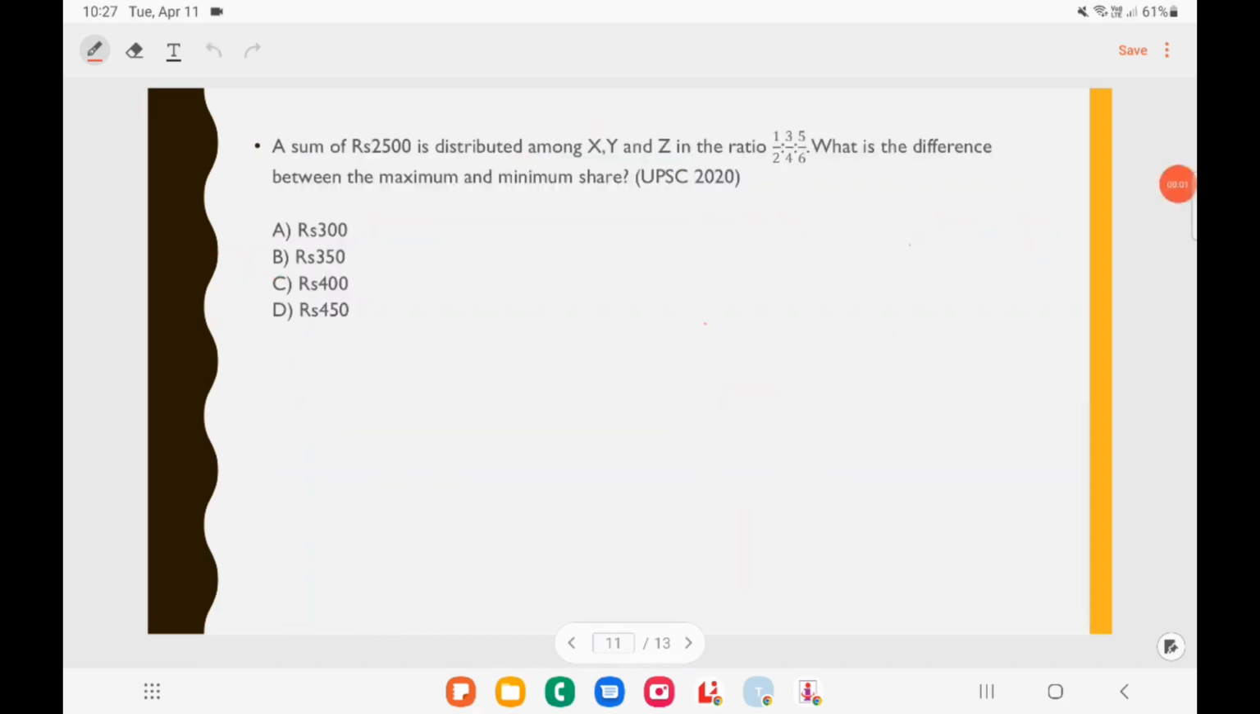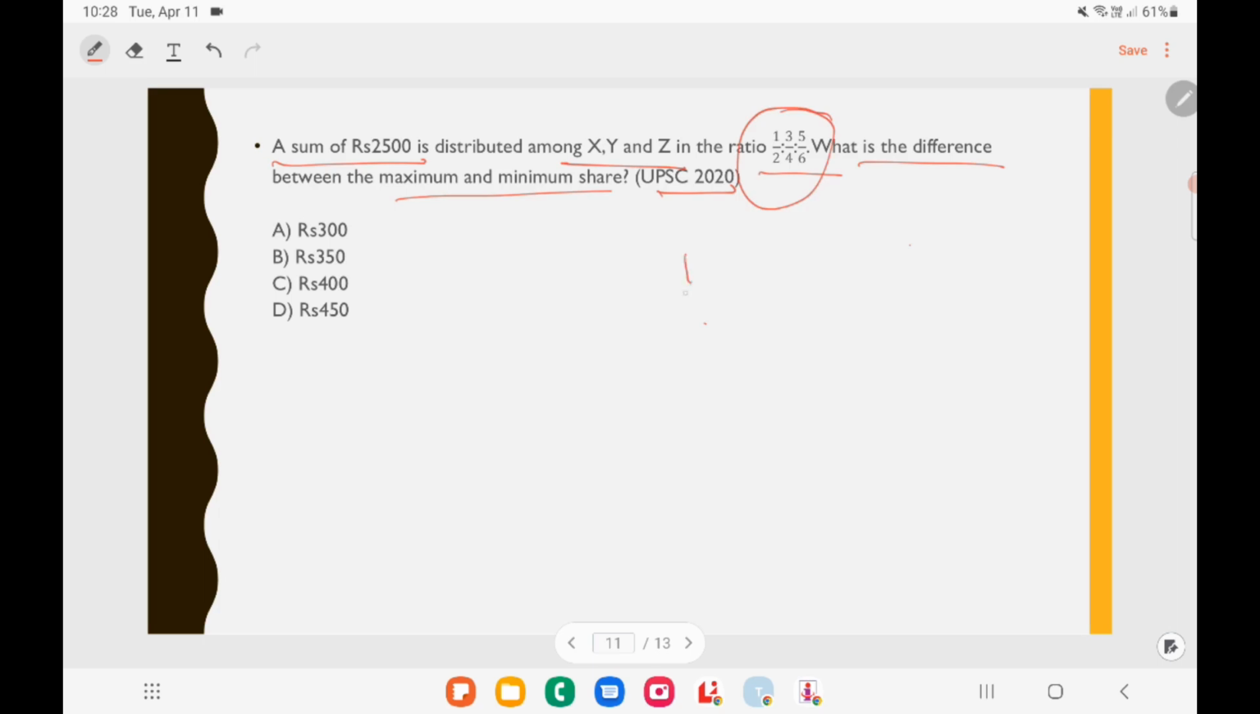So now let us see a different kind of question. So this is from UPSC 2020. Actually this is the typical ratio question. Here you are given a sum of money, rupees 2500. It is distributed among X, Y and Z in the ratio. Some ratios are given. And what is the difference between the maximum and minimum share? So what you need to do is find out the share of X, Y and Z, and from that find out the difference between the maximum and minimum shares. So this is a typical question, but the only problem here is that the ratio given is in fractions.